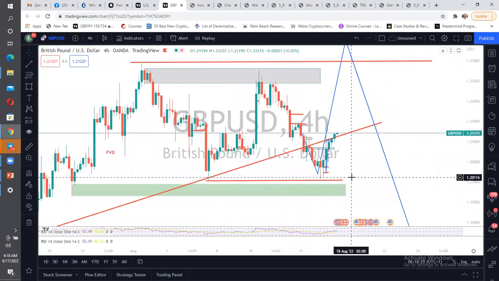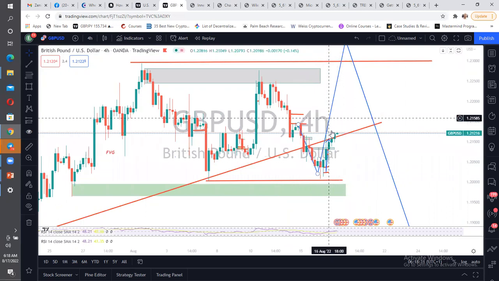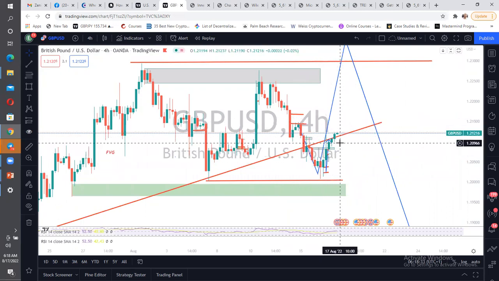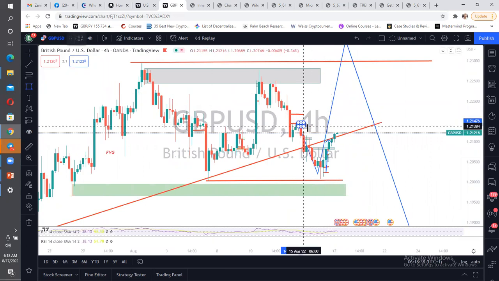Let's go straight to another one, which is GU. GU played out the model as expected and is still going to the upside. And then here we'll have this other block.